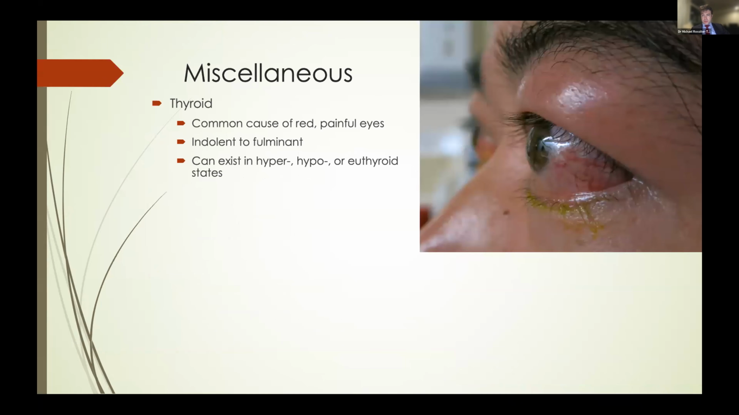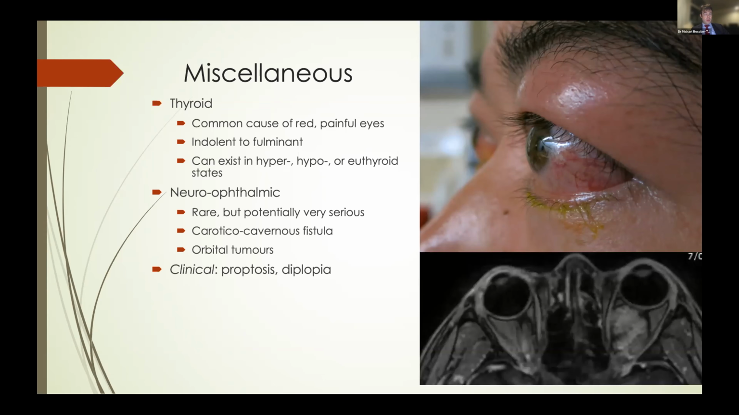A few other causes of red eye quickly. Thyroid eye disease is a very common cause of red, painful eyes. Thyroid eye disease can present along a spectrum from very mild to extremely serious, as you can see in this photo here. And interestingly, it can exist in patients who have normal, high or low thyroid function. Neuro-ophthalmic presentations of red eye are uncommon, but they're potentially serious. So be aware if the patient's symptoms are accompanied by proptosis or diplopia.